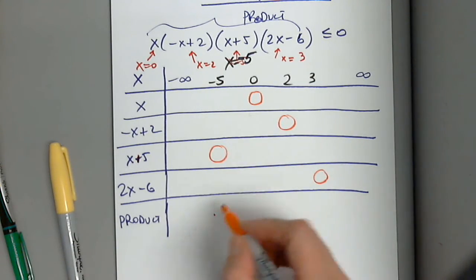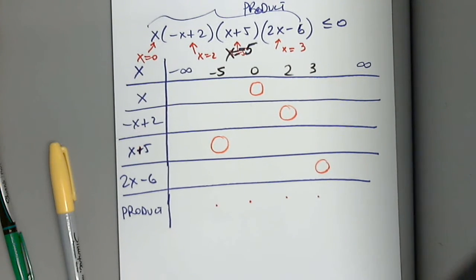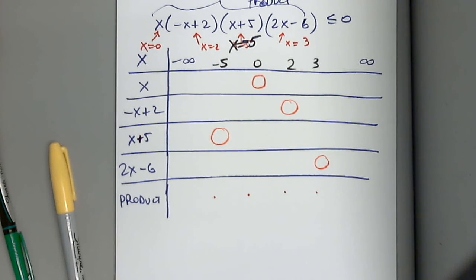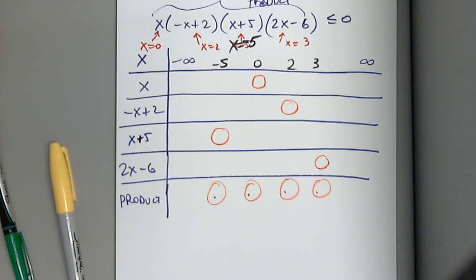What will happen to the product whenever one of the factors is 0? Exactly. When any of the factors is 0, the product will always be 0. Good.